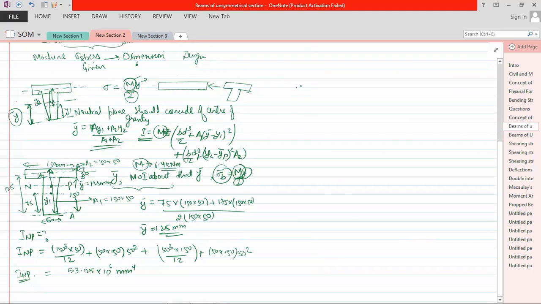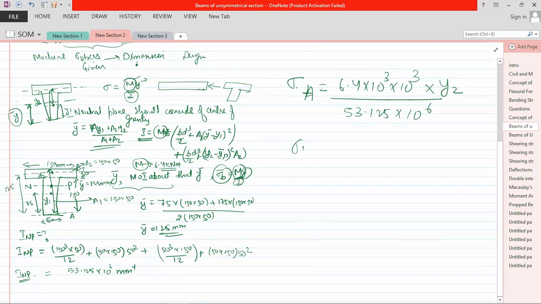Now sigma at A is equal to M, which is given as 6.4 into 10 raised to the power 3 into 10 raised to the power 3, that is Newton mm, then into y2, the distance of y2, divided by I, 53.125 into 10 raised to the power 6. Sigma at B is 6.4 into 10 raised to the power 3 into 10 raised to the power 3 into y1 divided by 53.125 into 10 raised to the power 6.